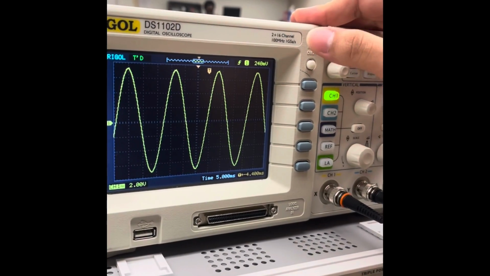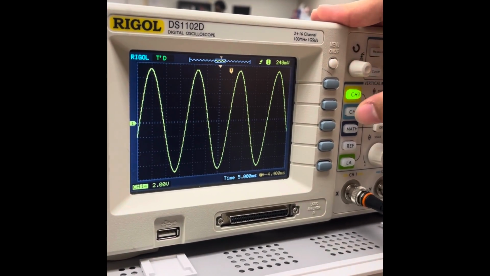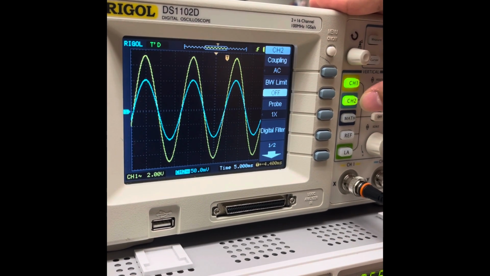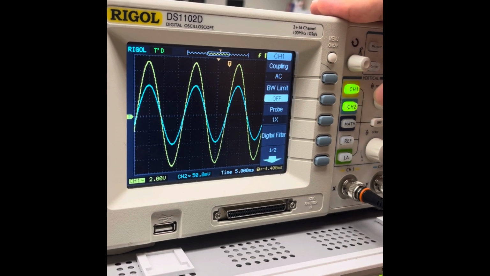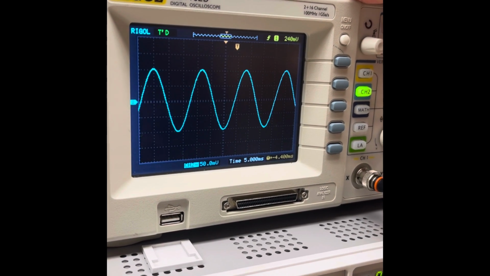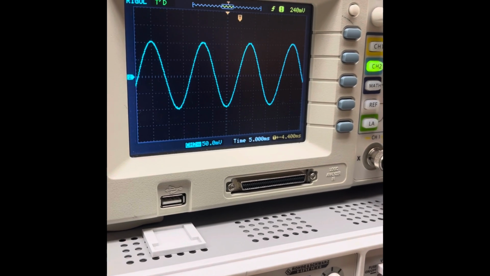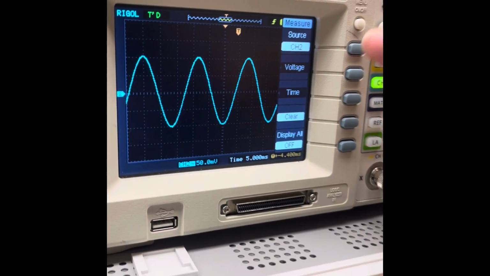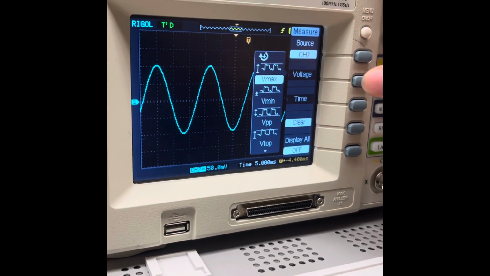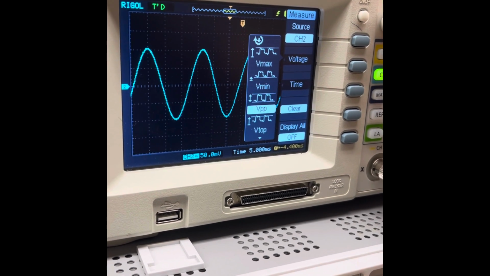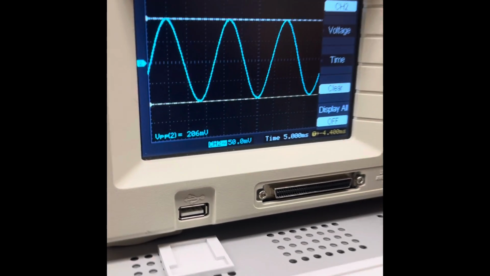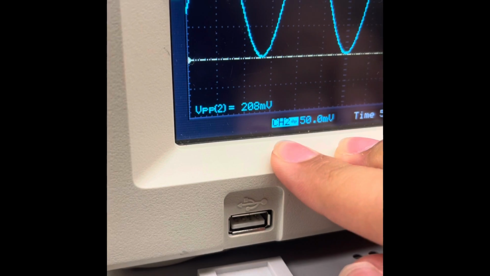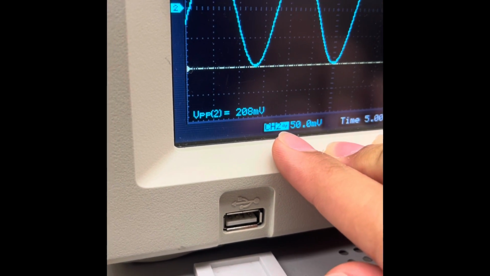So now I'm gonna show you the channel 2 or resistor 2. So turn on the channel 2 and turn off channel 1. The first thing you need is the measurement. Select the measurement peak to peak voltage. Select peak to peak. And now you have the peak to peak from the resistor 2, 280 millivolts.